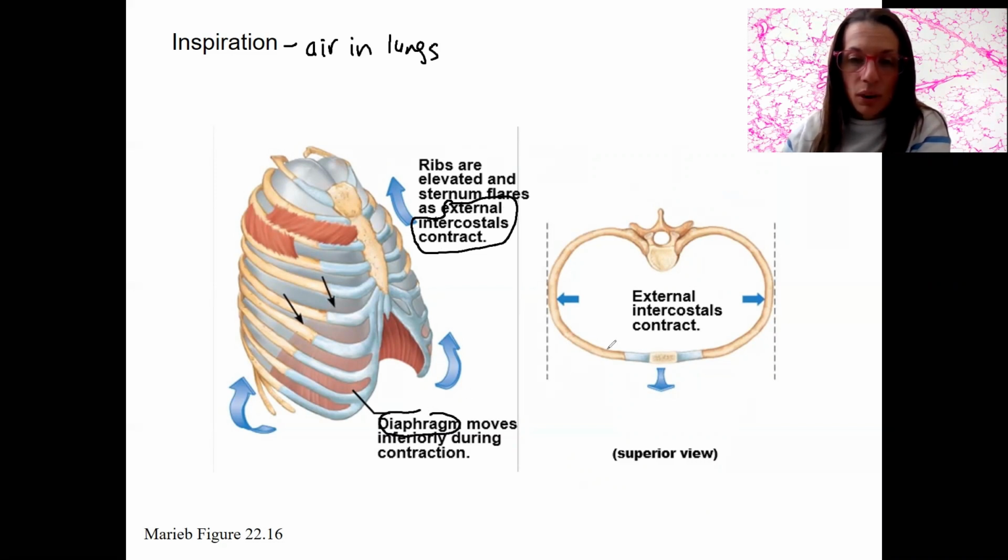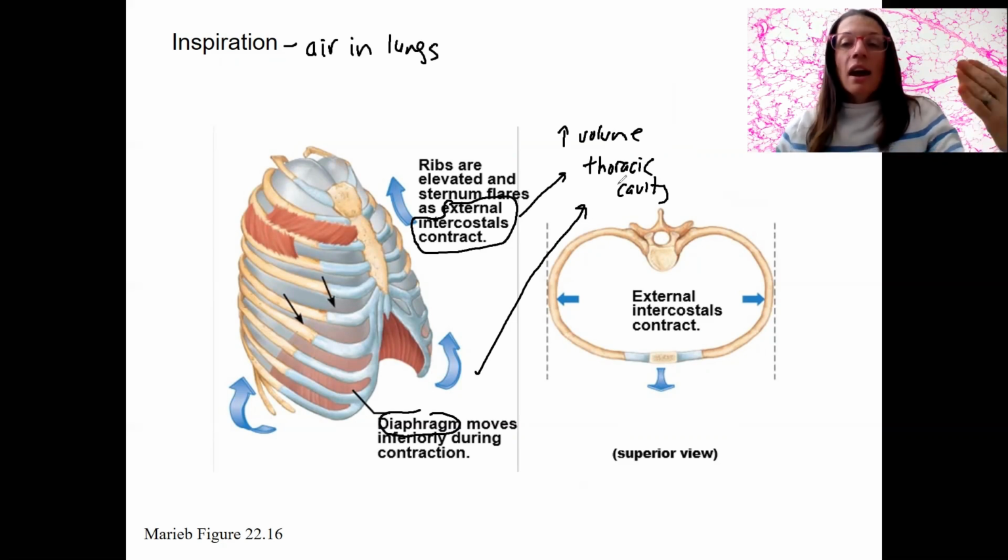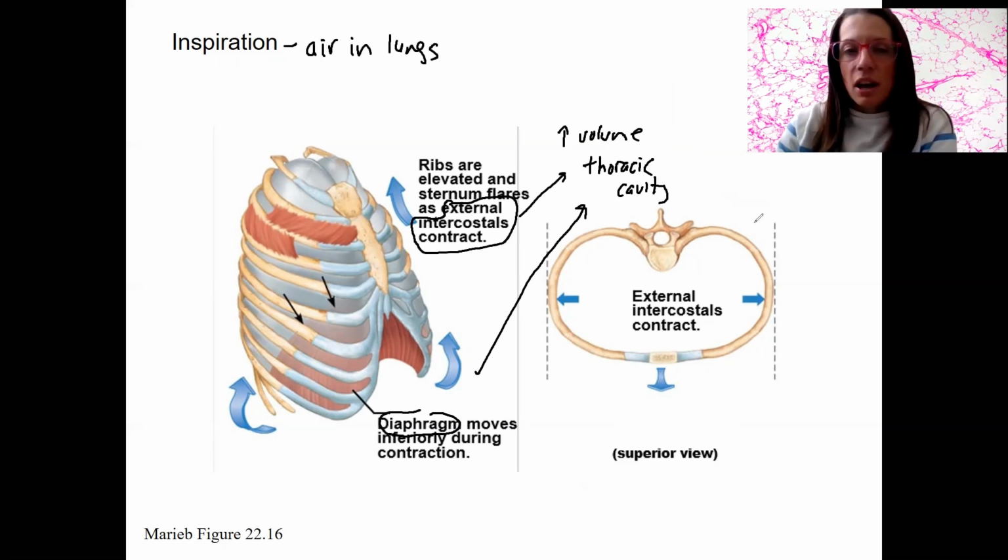That's going to increase the volume of the thoracic cavity, move the rib cage up and the diaphragm down. It's going to create more space. When thoracic cavity volume increases, air can flow into the body. And this just happens kind of at resting breath.